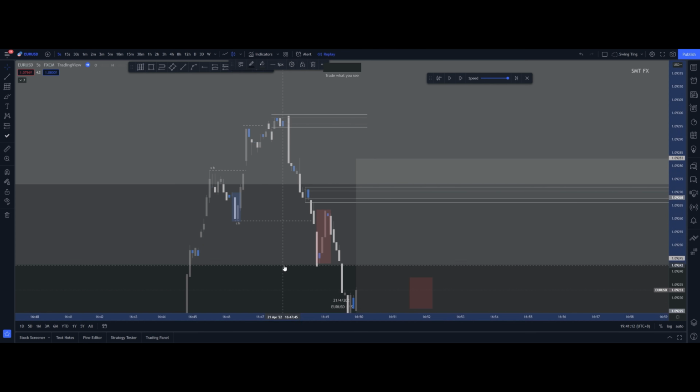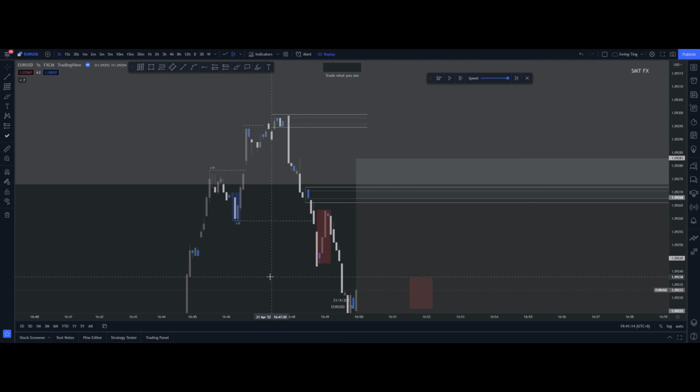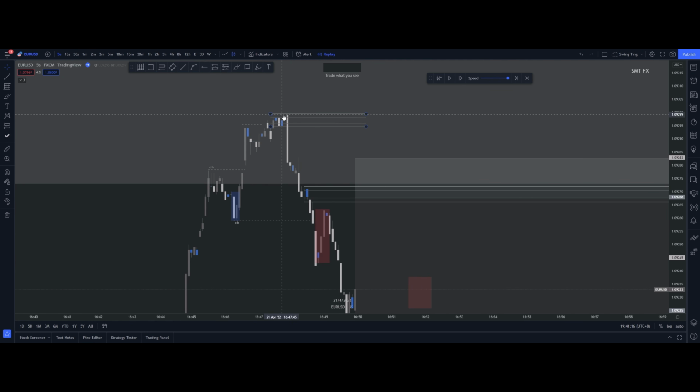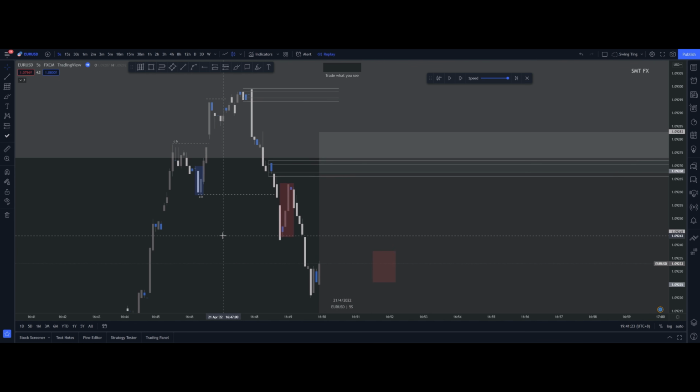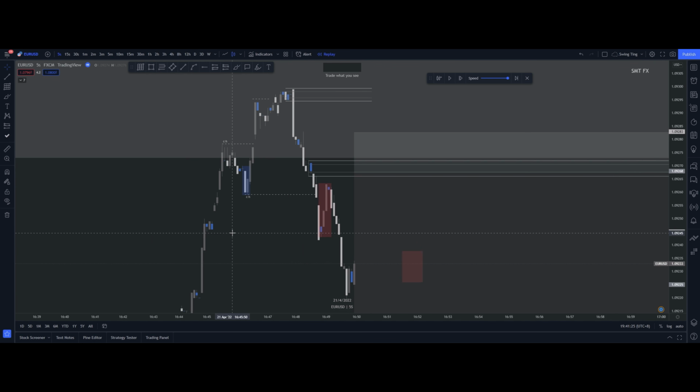So let me remove all those zones here so it's a bit clearer. There we go. Right, so the thought process was that we have an extreme zone here, we have a decisional zone here. Now price could mitigate either one of them. So what am I going to do? Me being me, I'm going to take both of them because both of them make equal sense.